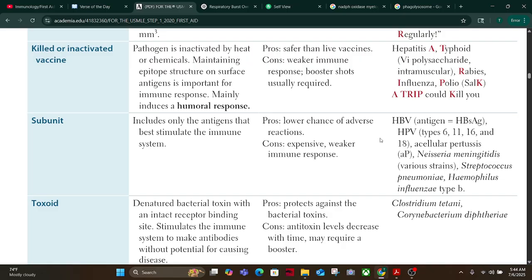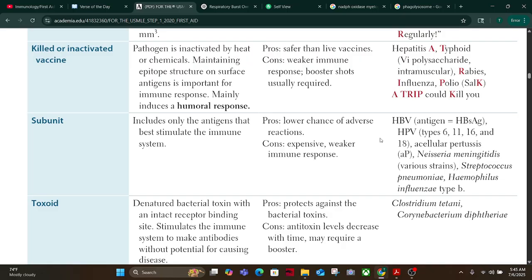HBs antigen is the hepatitis B surface antigen, a viral envelope protein found on the surface of hepatitis B virus, and it is through this HBs antigen that hepatitis B virus enters the liver. What does the hepatitis B vaccine do? The hepatitis B vaccine contains HBs antigen, and when injected, the body makes antibodies against HBs antigen, and these are called anti-HBs.